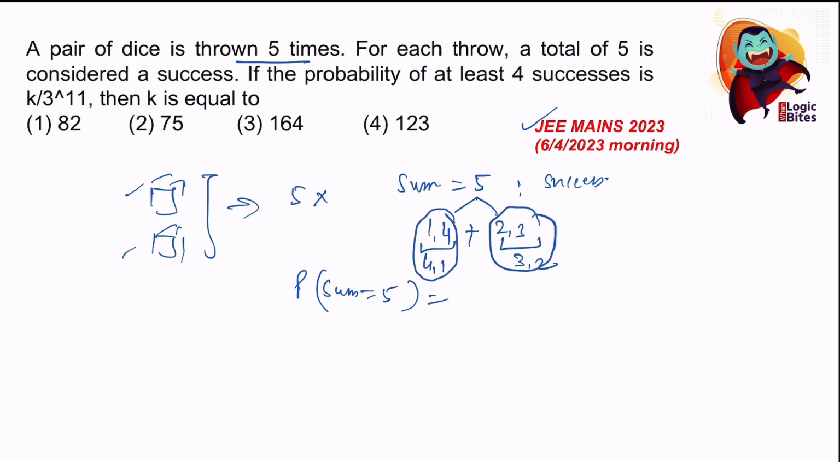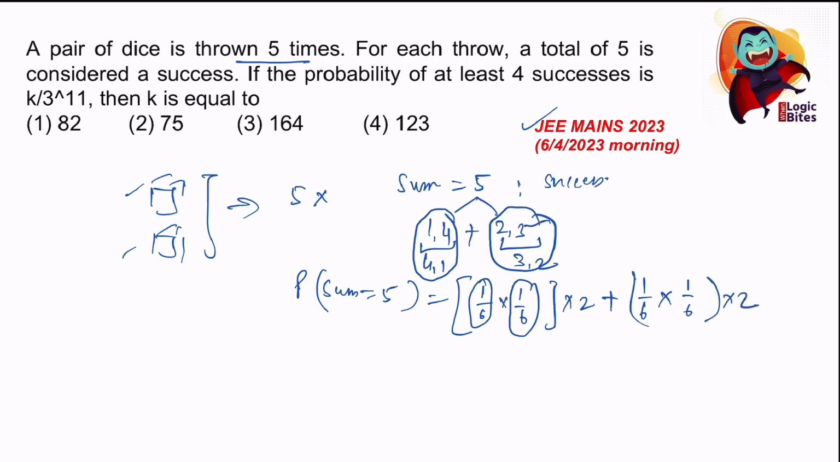Okay, so probability of getting 1 and 4 will be 1 by 6 into 1 by 6. Probability of getting 1 is 1 by 6, probability of getting 4 is 1 by 6. There are two cases, so into 2. Similarly, probability of getting 2 is 1 by 6, probability of getting 3 is 1 by 6 again, and they are a total of 2 cases. So we now have 4 divided by 36, which is 1 divided by 9.